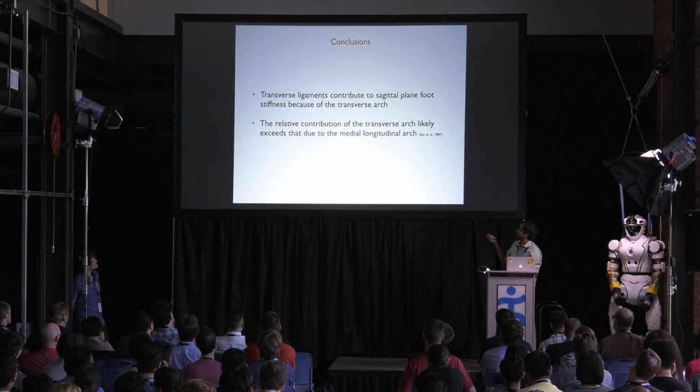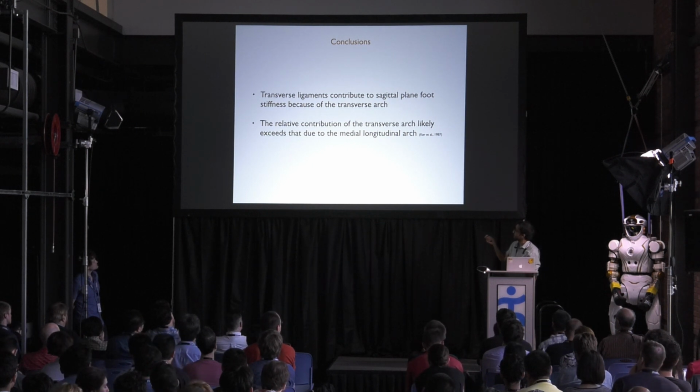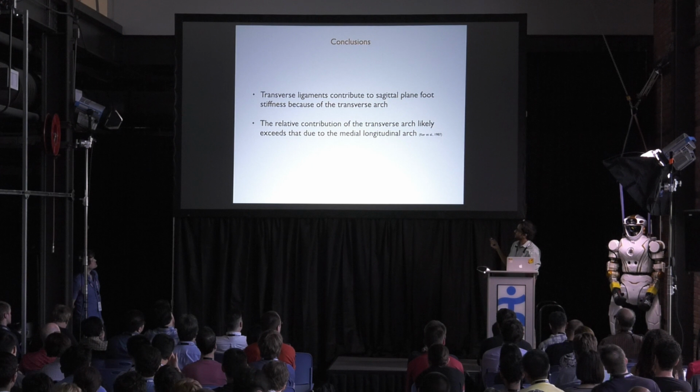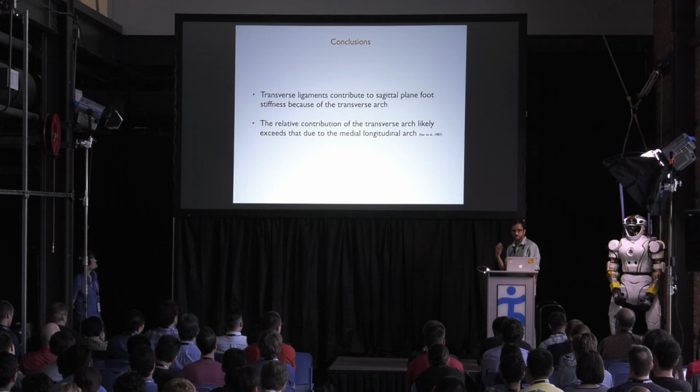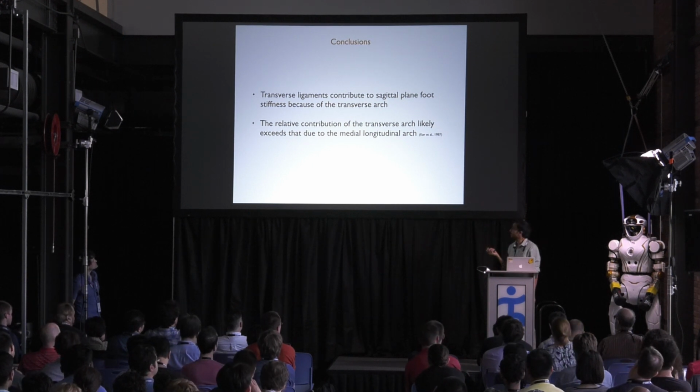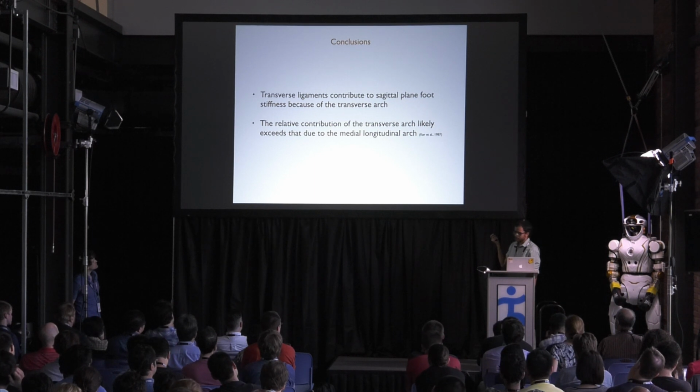So the transverse ligaments contribute to the sagittal plane foot stiffness because of the transverse arch, and the relative contribution of the transverse arch is more than that which can be attributed to the bowstring elements based on their contributions in reported literature.